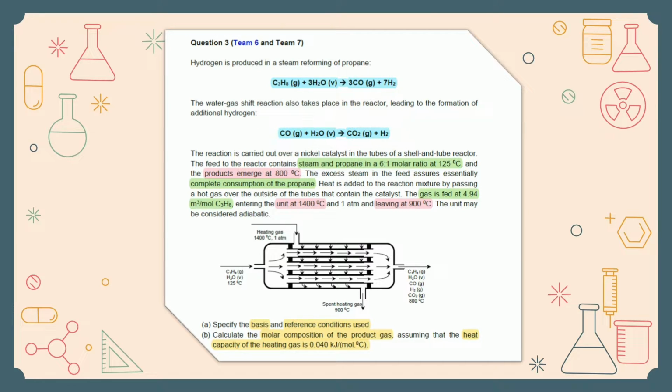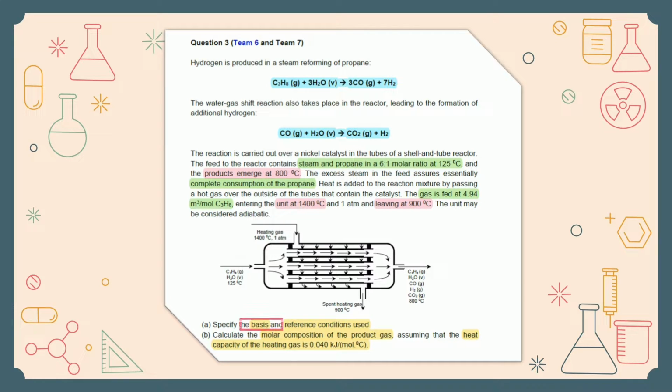The reaction takes place in a shell and tube reactor, and we are given that the steam and propane are fed in a molar ratio of 6:1 at 125 degrees C, and the products emerge at 800 degrees C, with complete consumption of all the propane. The hot gas stream is fed at 4.94 cubic meters per mole of propane, entering at 1400 degrees C and leaving at 900 degrees C.